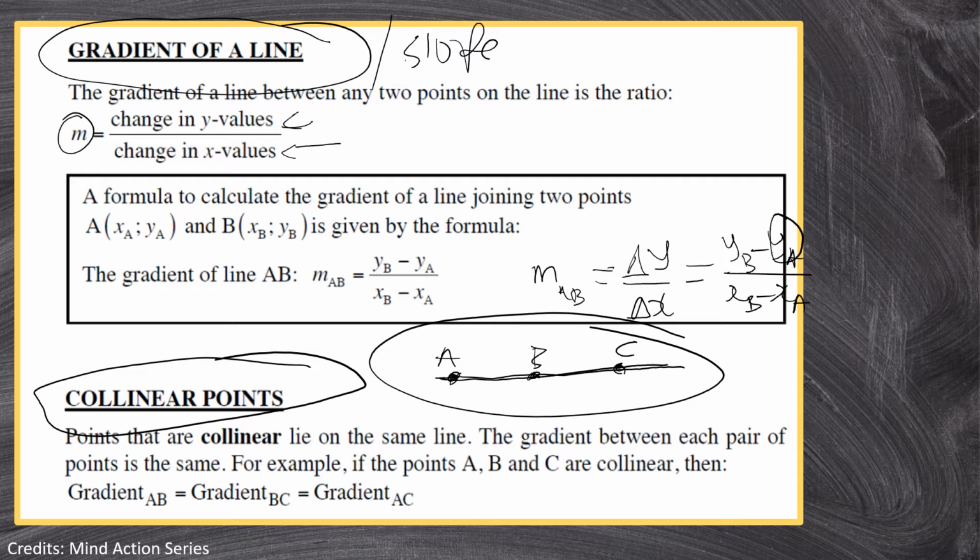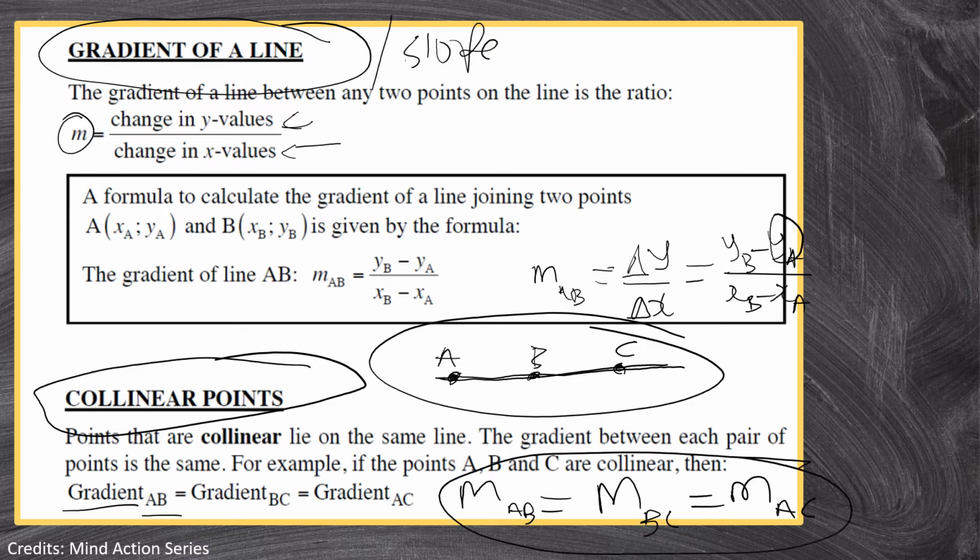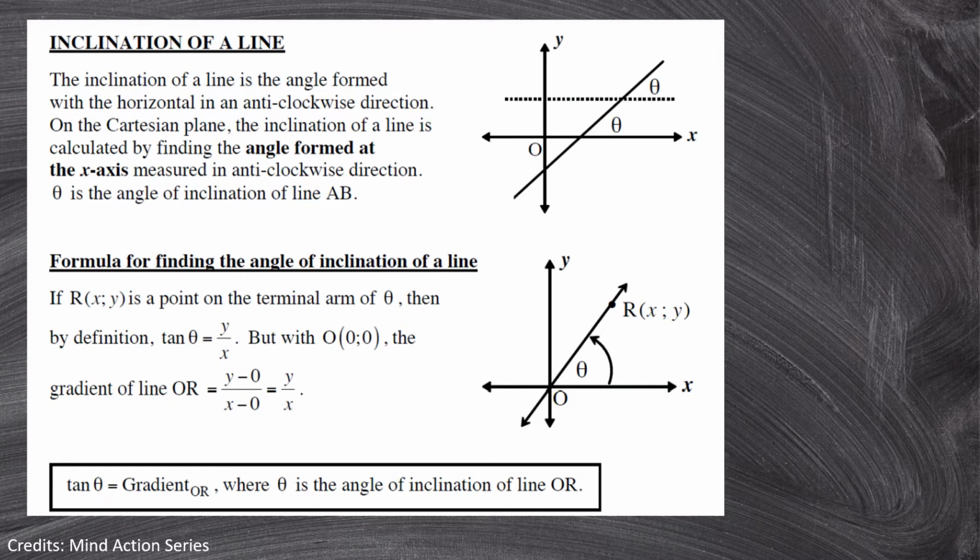For example, if we have ABCD and we know that ABCD are collinear, then we can deduce that the gradient of AB, that is m_AB, will be the same as the gradient of BC, which will be the same as the gradient of AC. Because they are collinear. Okay, let's now move to inclination of a line.